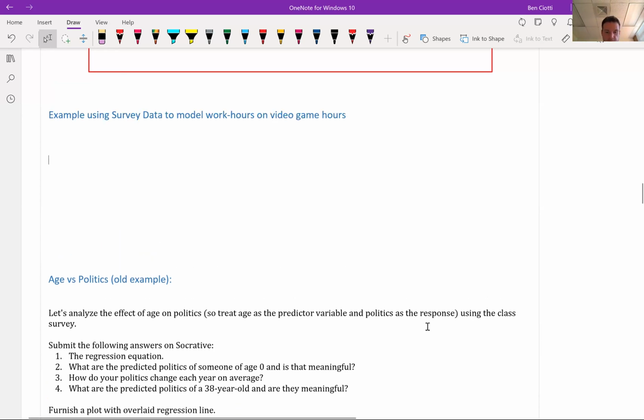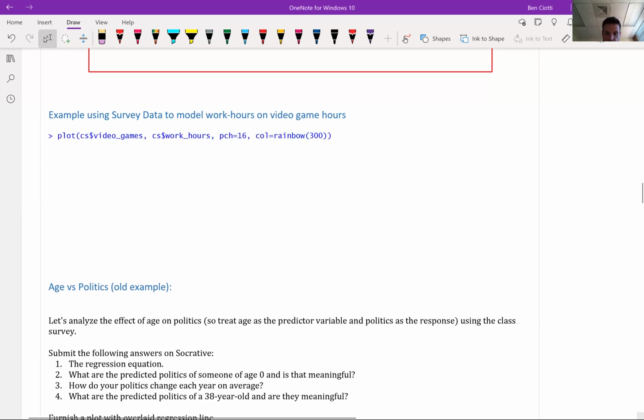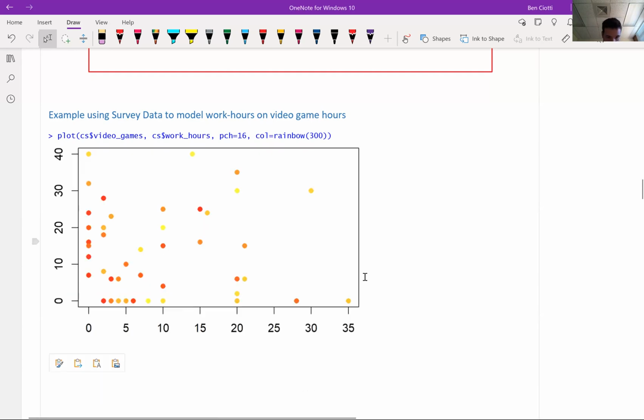All right. Here's the plot that I used to generate it. Here's the nice looking plot that I got. Here's the output of the linear model command. So let's do linear model of work hours tilde video game hours. Okay. There we go. Now, looks like a negative relationship, which makes sense.